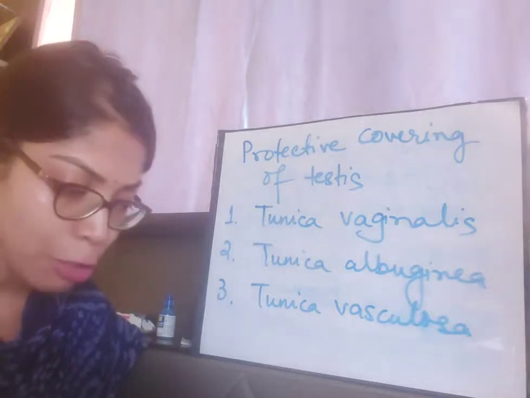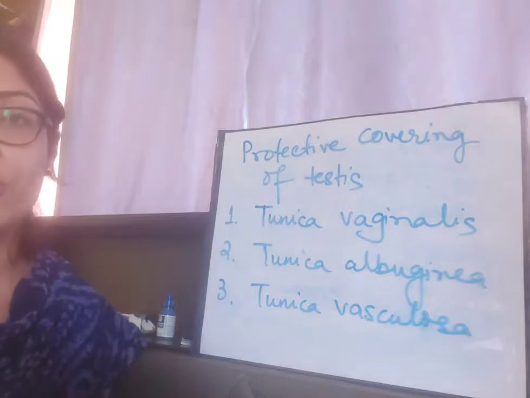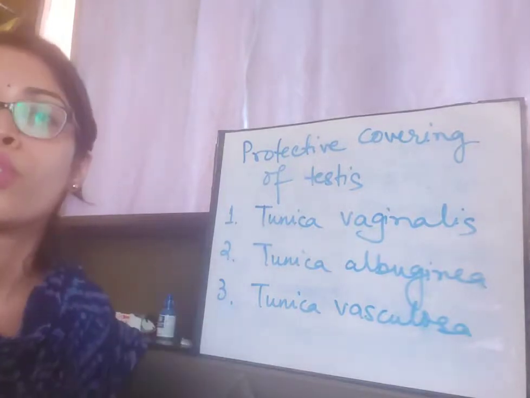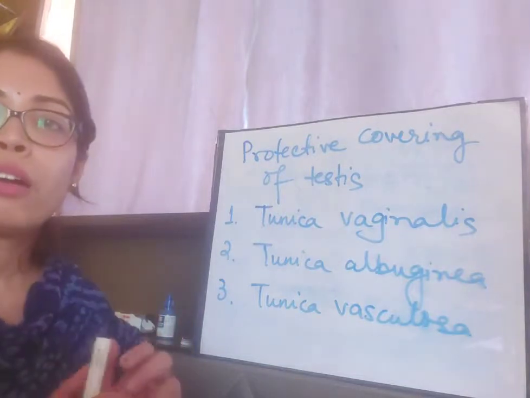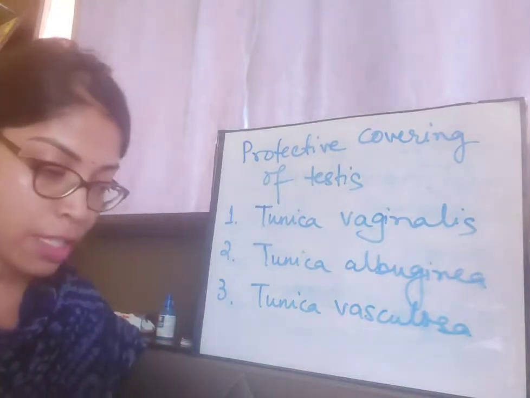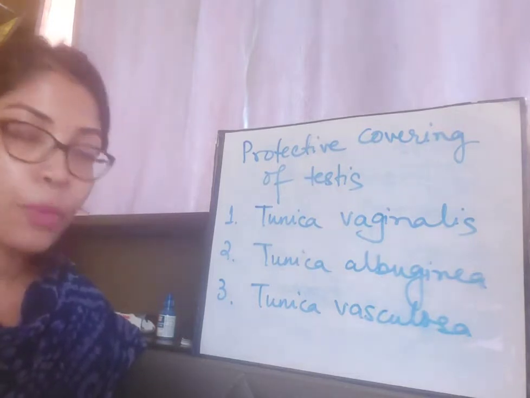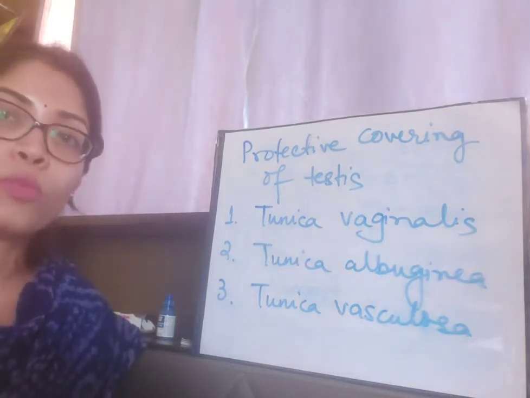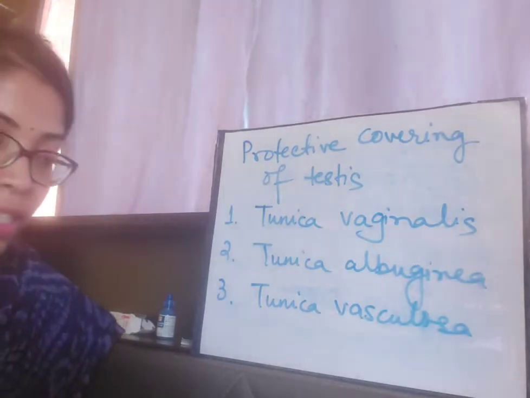Other functions include transfer of sperm from the testes to the urethra to the prostate gland and all that. Those are part of the process of spermatogenesis. So the two main functions of the male reproductive system are spermatogenesis, that is the formation of sperm, and the formation of the male sex hormone testosterone. So I hope you have understood the male reproductive system in detail.